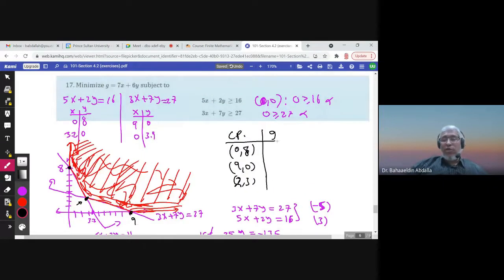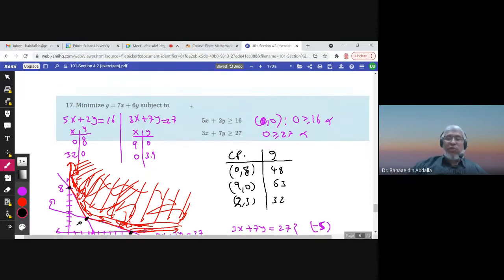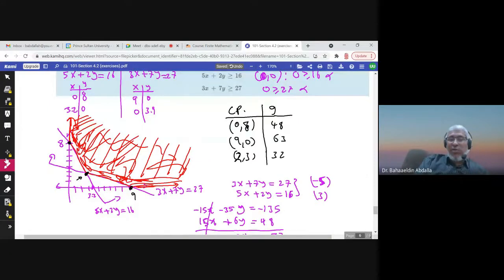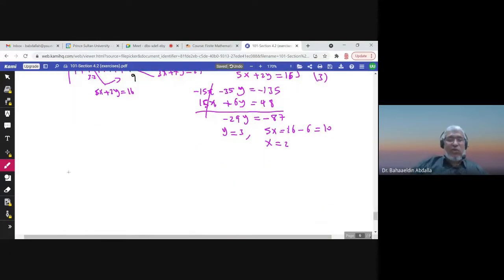Now I put them in G. So 7 times 0, 6 times 8, that's 48. 7 times 9 is 63 plus 0. And 7 times 2 is 14, plus 6 times 3 is 18, and that's 32. Notice that this region is not bounded, so no maximum. Well, he did not ask about maximum. He knew that it is unbounded, so he needs the minimum. So what is the minimum? It's 32.